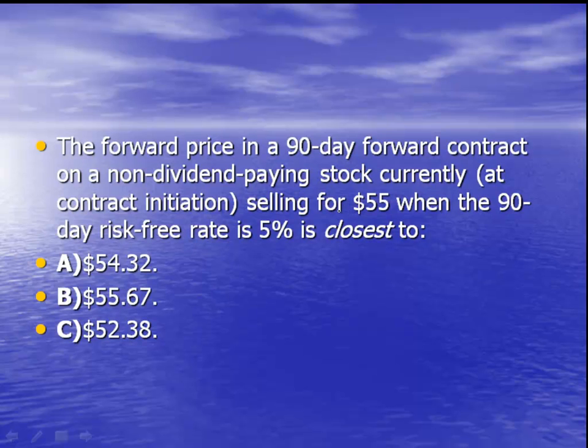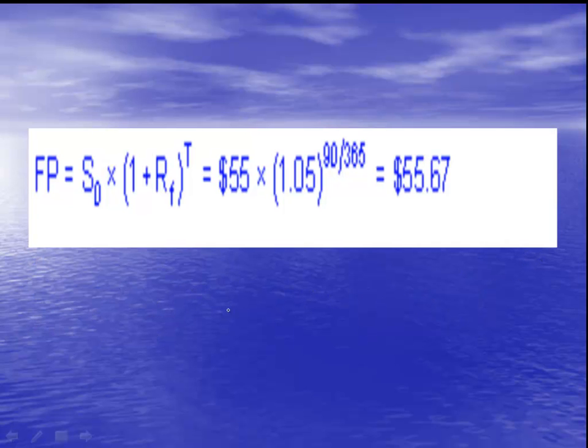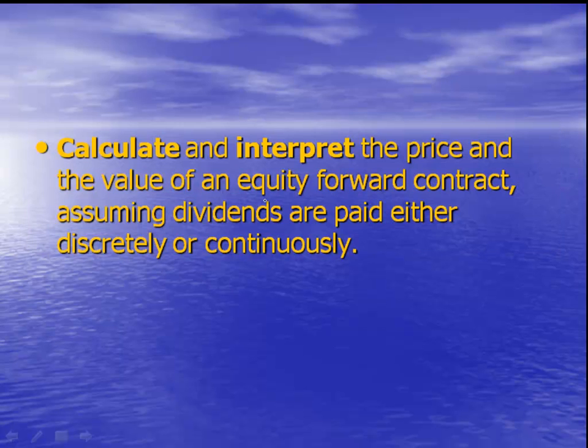Yes, how much? B? Okay. So how would you calculate this? 55 into (1 plus 5%) raised to 90 divided by 365. Next one.